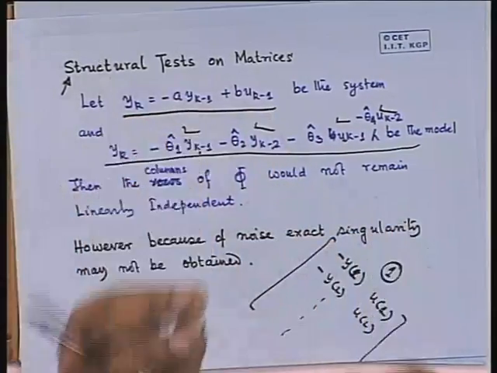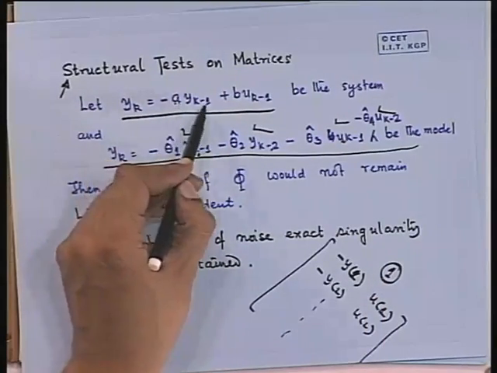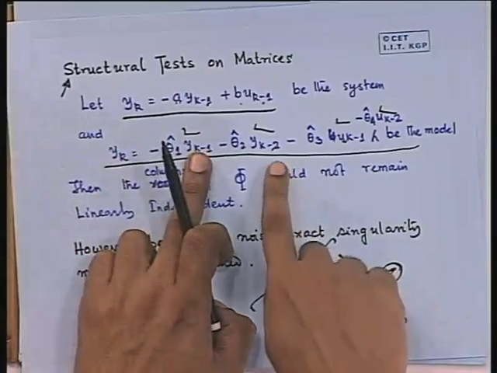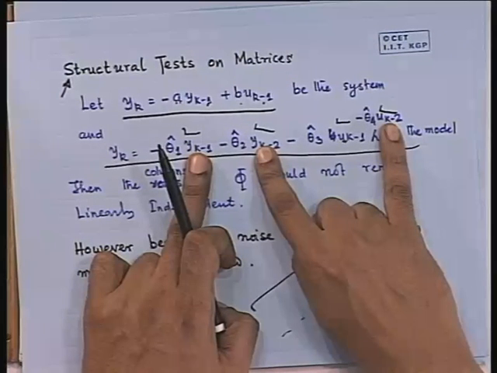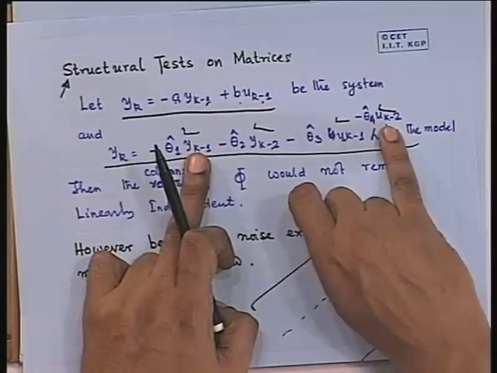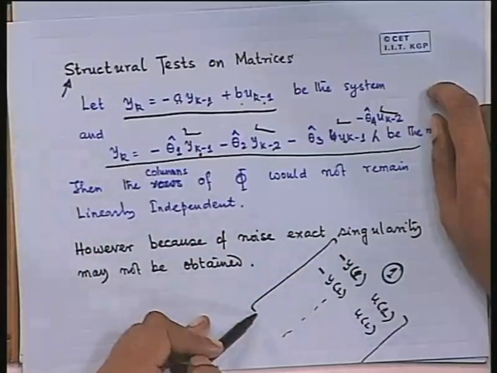The true data which you are putting in the matrix, yk minus 1, will be equal to minus a yk minus 2 plus b uk minus 2. So this column and this column are going to be correlated, linearly dependent. If you take this column multiplied by a, and this column multiplied by b, you will get this column. So therefore the rank of this matrix will fall.